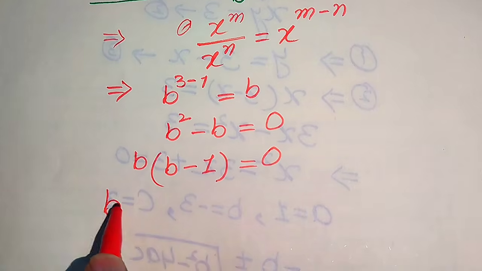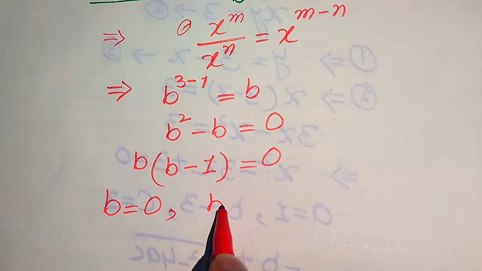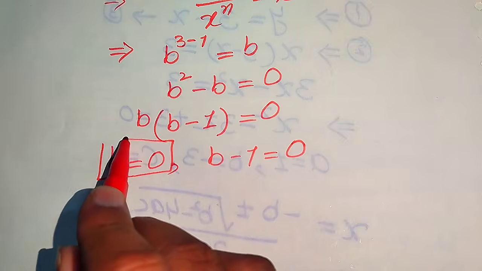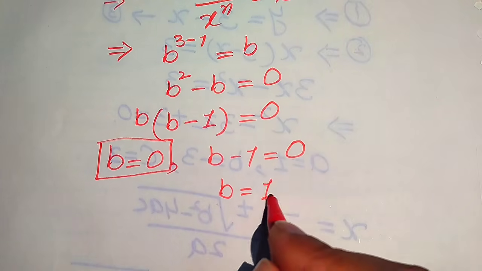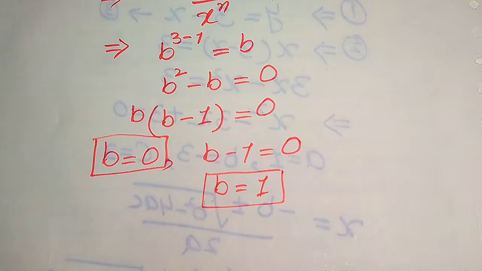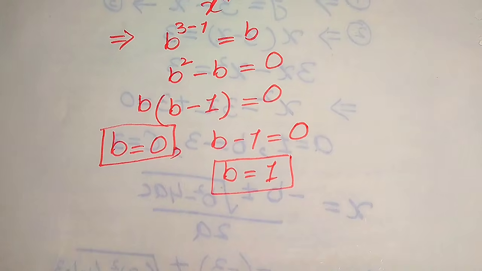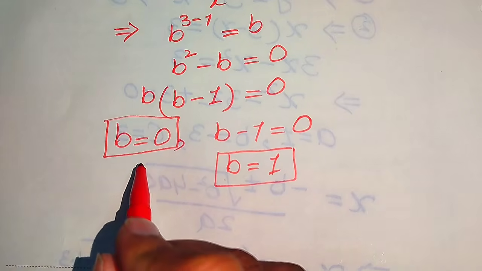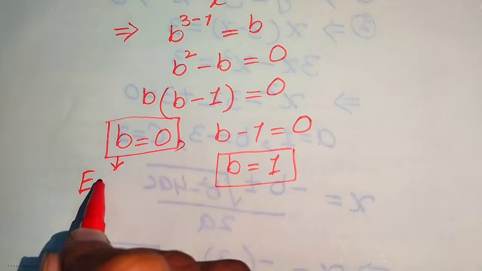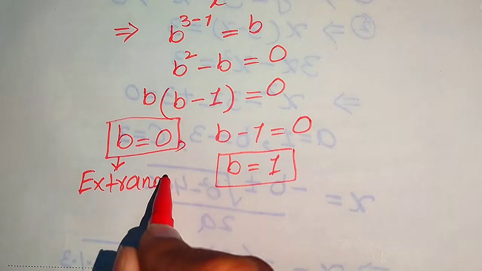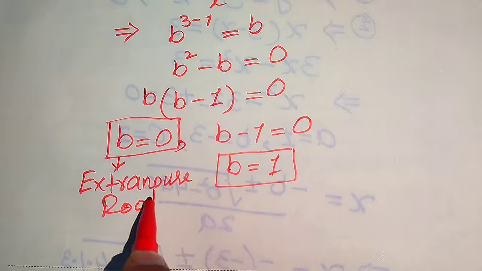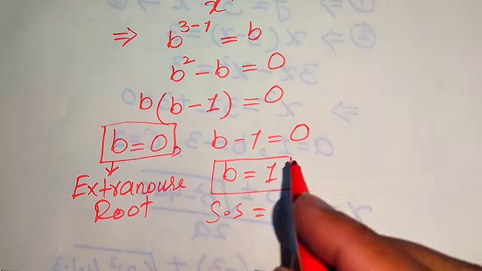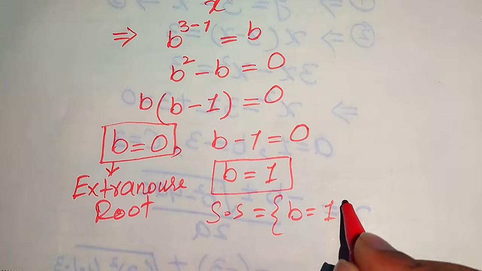And we again divide this equation into two cases. The first case is we write b equals 0, and the second case is we write b minus 1 equals 0. So this is the first root of the given equation, and from here we get b equals plus 1. So this is the second root of the given equation. So in the second method you again see that these are the two roots of the given equation, but in the first method we already verified that b equals 0 is the extraneous root because it does not satisfy our given question statement, and b equals 1 is the solution because it satisfies our given question statement. So finally the solution set of this question is b equals 1.